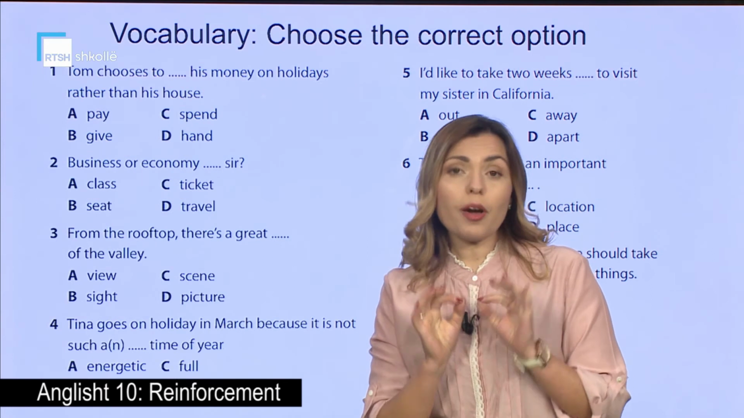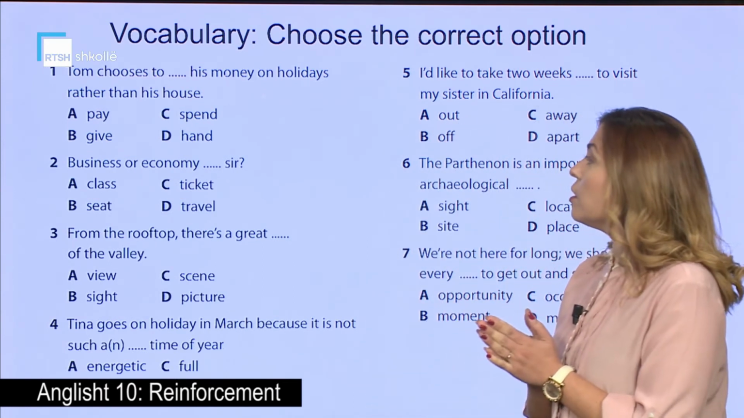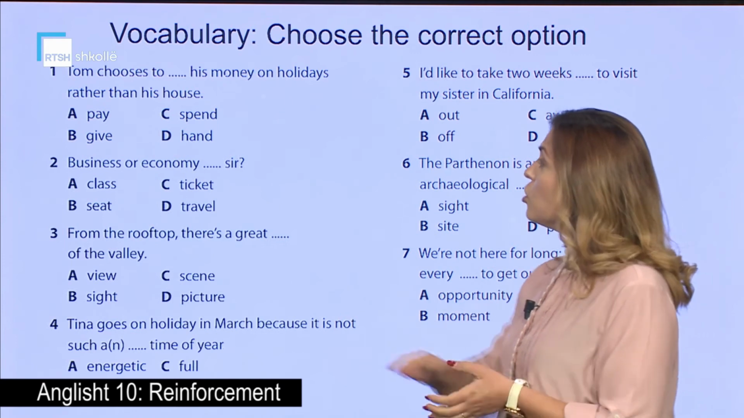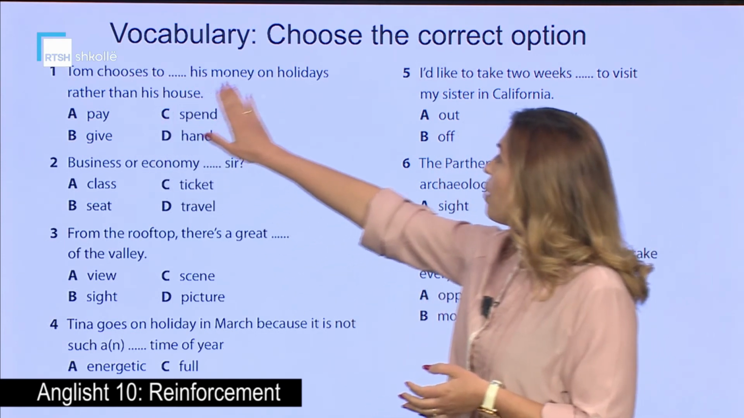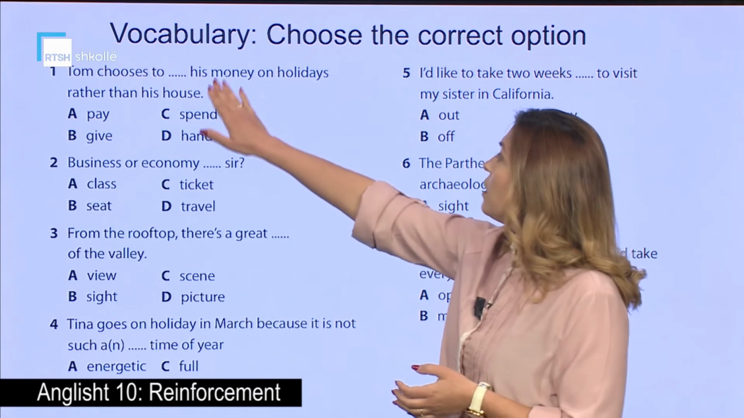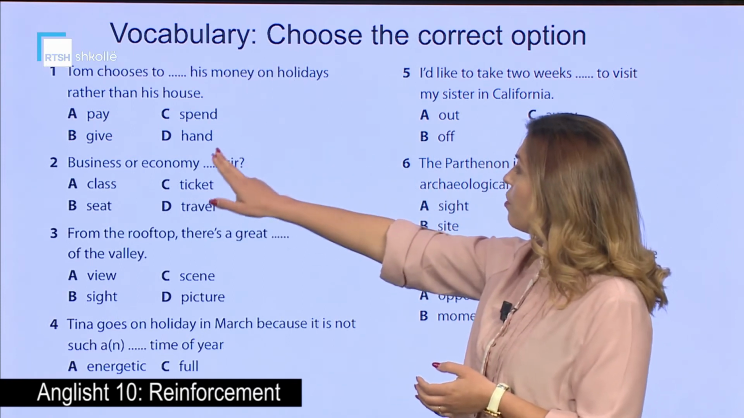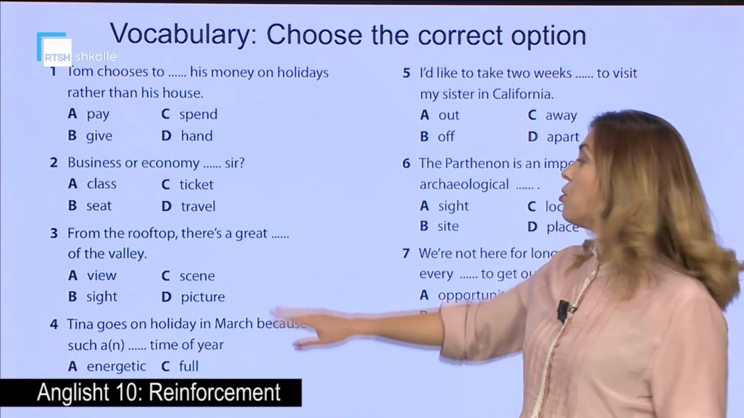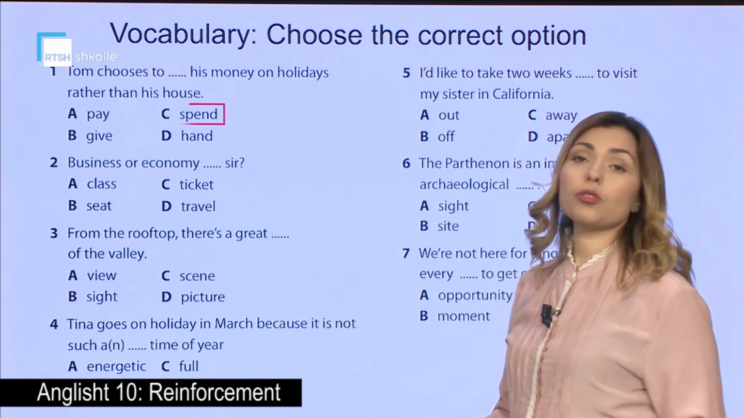And the vocabulary exercise now. I want you to find the correct word. Usually it is an expression. Tom chooses to pay his money on holidays, to spend his money on holidays, to give or to hand his money on holidays rather than his house. And of course, he chooses to spend his money.